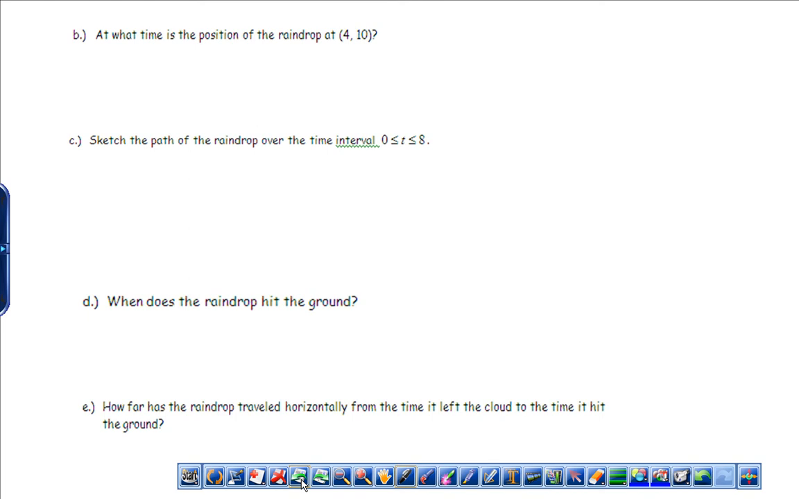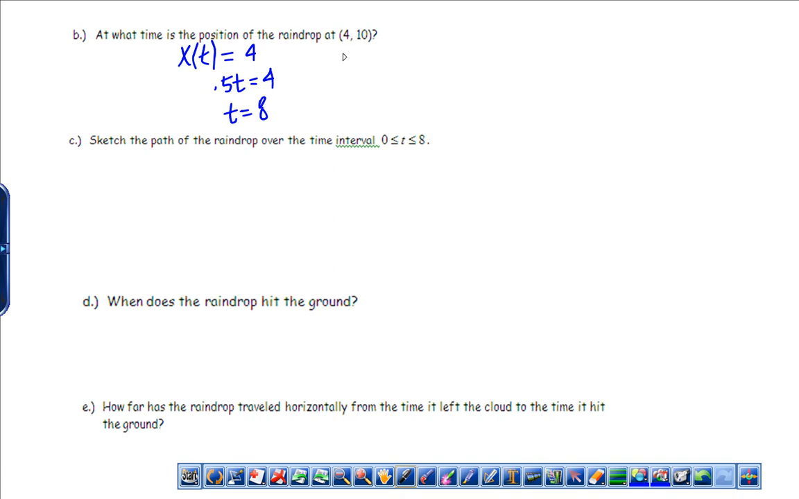Okay, for B, at what time is the position of the raindrop at 4 comma 10? So now we know our answers, basically. So take your x of t and set it equal to 4 and go backwards. So that equation was 0.5t. Set that equal to 4, and your answer is t equals 8.